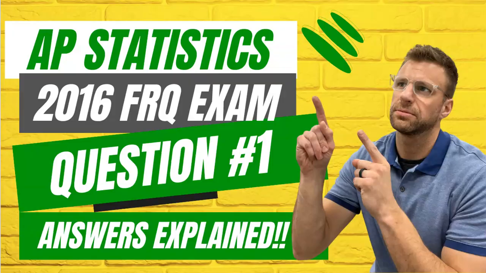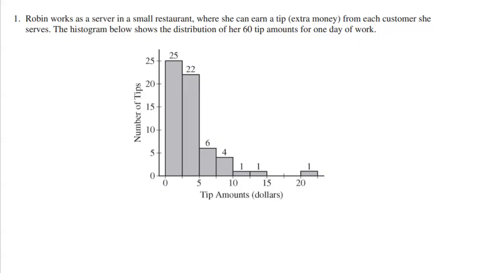All right, let's just dive right into question number 1. Here's what the question entails. Robin works as a server in a small restaurant where she can earn a tip, extra money, from each customer she serves. The histogram below shows the distribution of her 60 tip amounts for 1 day of work. So in 1 day, she served 60 tables, got 60 different tip amounts. Here is the distribution of those tips.